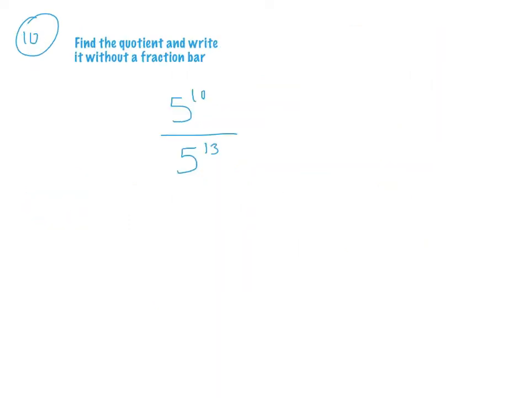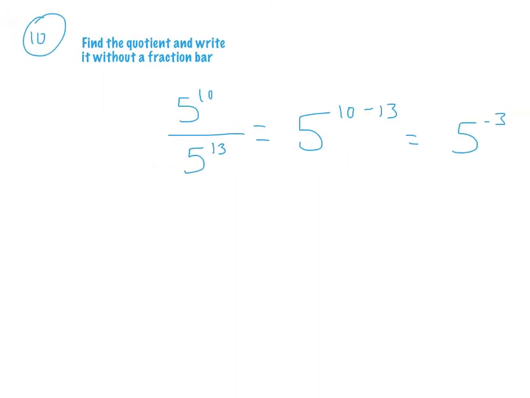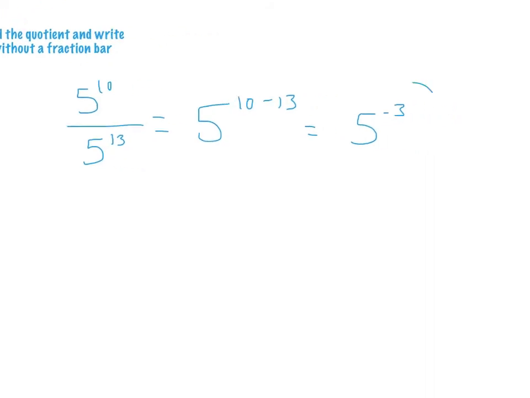All right, so now we're going to get even a little more advanced. We're going to find the quotient of this, and we're going to write it without using a fraction bar. Remember, the quotient property says that if you have two powers being divided, and they have the same base, you can subtract the exponents. So this would turn into 5 to the 10 minus 13, the top exponent minus the bottom. Now, what does that become? Well, that's like saying 5 to the negative 3. And since we're writing the quotient without a fraction bar, here's how we would leave it.